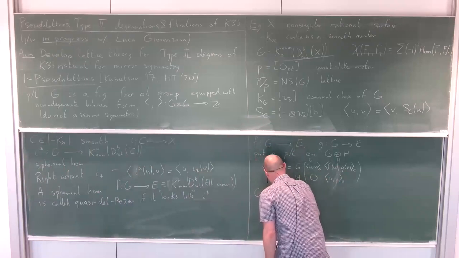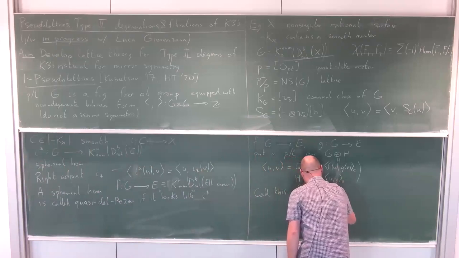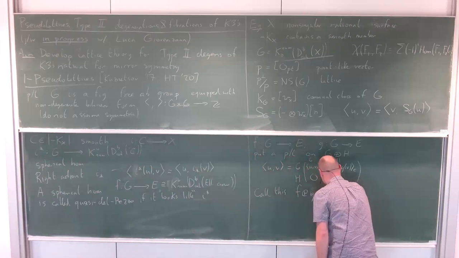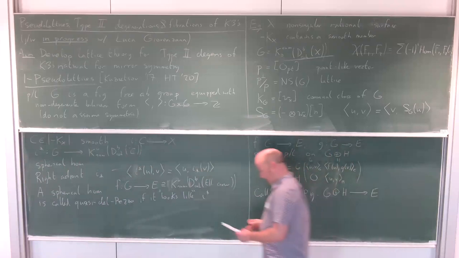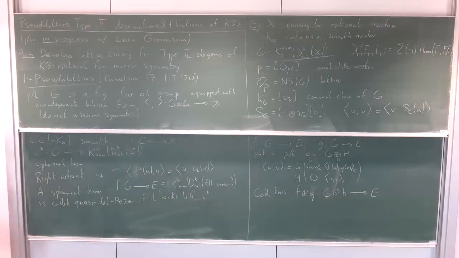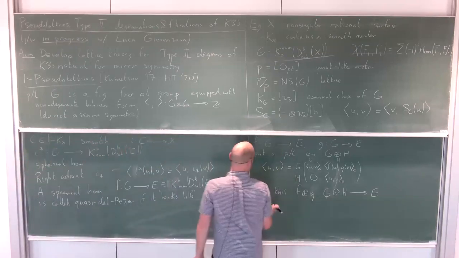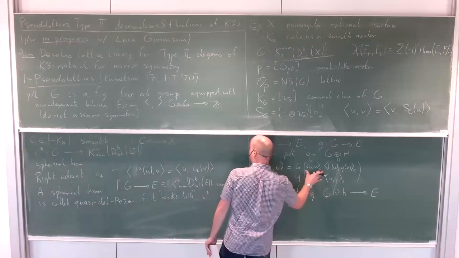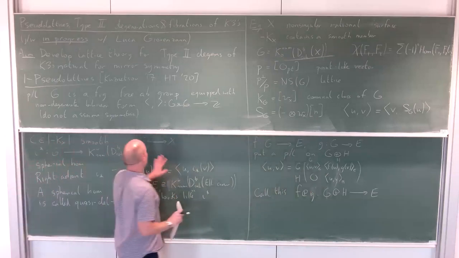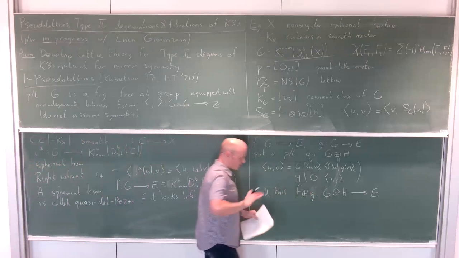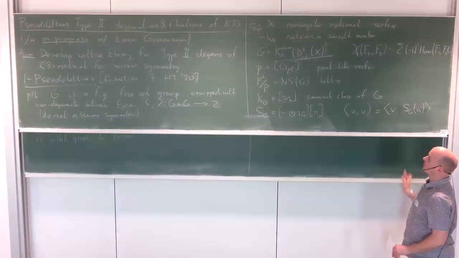We call this F semi-direct sum G, mapping from G semi-direct sum H to E. You can prove this is also a spherical homomorphism. Certain properties of this can be deduced from certain properties of the factors. So in particular, this curve C being anticanonical is something that gives you certain properties. Again, I don't want to go too far into details.